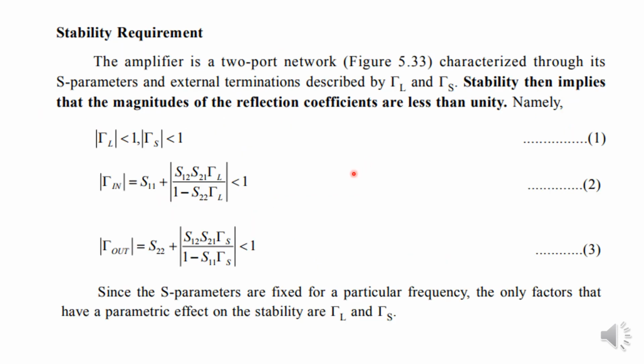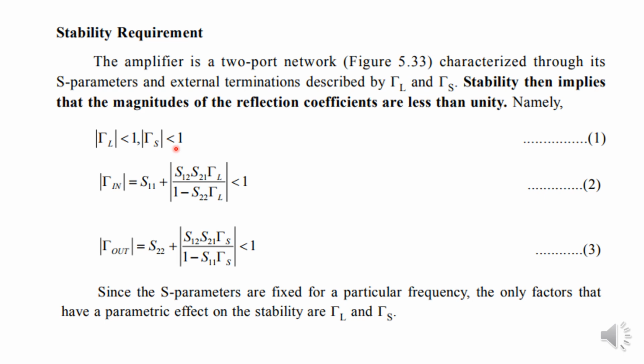So what is the stability requirement for this? If you consider any amplifier circuit, first we will consider it in terms of a two-port network. If you want to analyze any two-port network in terms of S parameters, we will consider that the external terminations are described by tau L and tau S. By means of tau L and tau S, we terminate the external output ends. Then stability implies that the magnitudes of the reflection coefficients are less than unity. That is, tau L is less than 1 and tau S is also less than 1. That is nothing but stability.